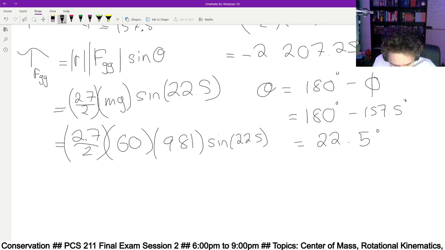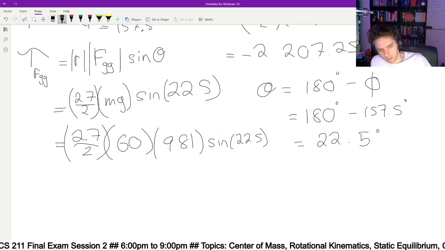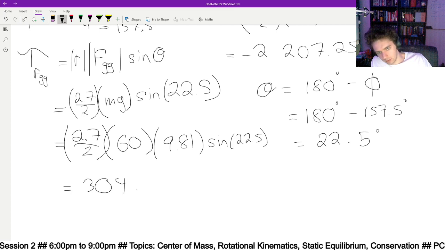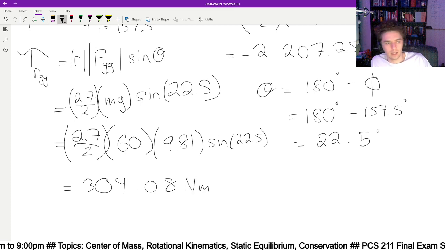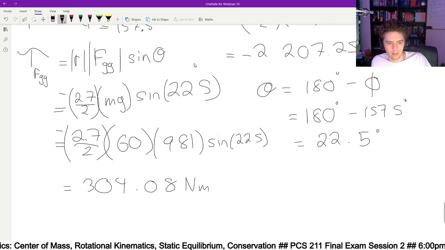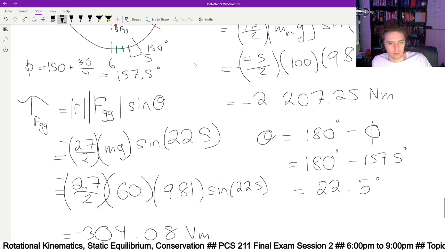Math error. Why did I get math error? I missed the bracket probably. Yes. 304.08 newton meters. This is again just going to be negative, right? Just stick a negative there because it's going in the negative torque direction. Torque is going that way.